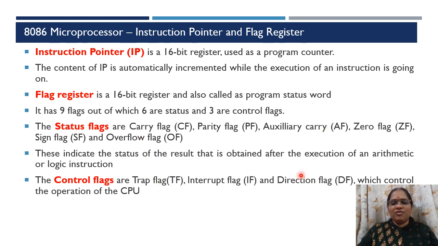And the next 3 are for control. That is the interrupt flag, whether we can allow an interrupt or not. The direction flag, in which direction a string operation has to move, whether increment or decrement. And the trap flag, whether you can allow a single step execution of your program, like a compiler or interpreter. Whether you are compiling a program as a whole, or you do single step execution, all will be denoted by means of these control flags.